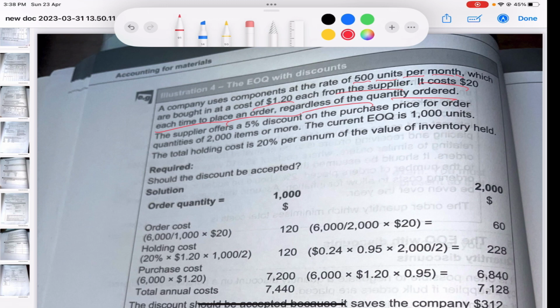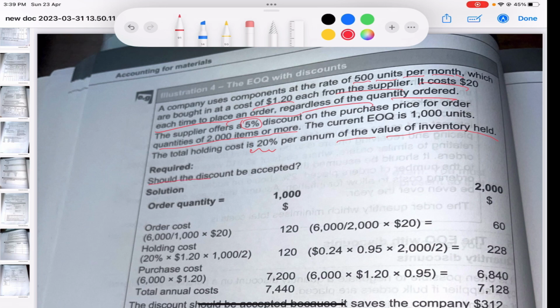The supplier offers a 5% discount on the purchase price. So my purchase price is 1.20. For order quantities of 2000 items or more, you will get the discount. You can avail the discount only if you order 2000 units or more. The current economic order quantity is 1000 units. The total holding cost is 20% per annum of the value of inventory held.